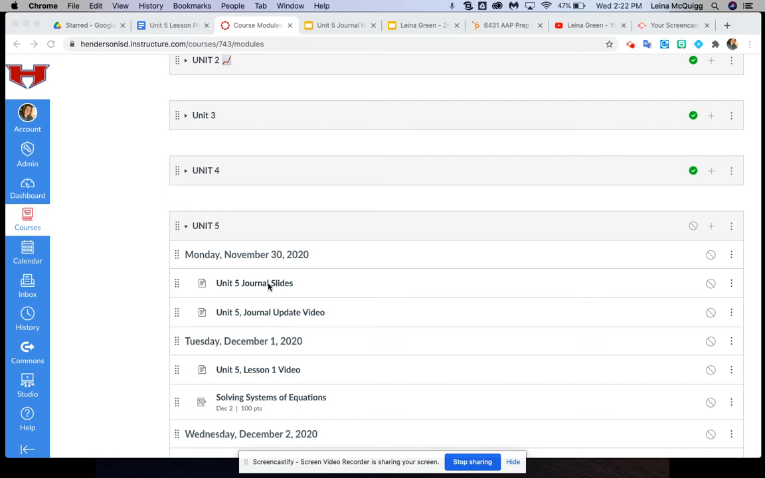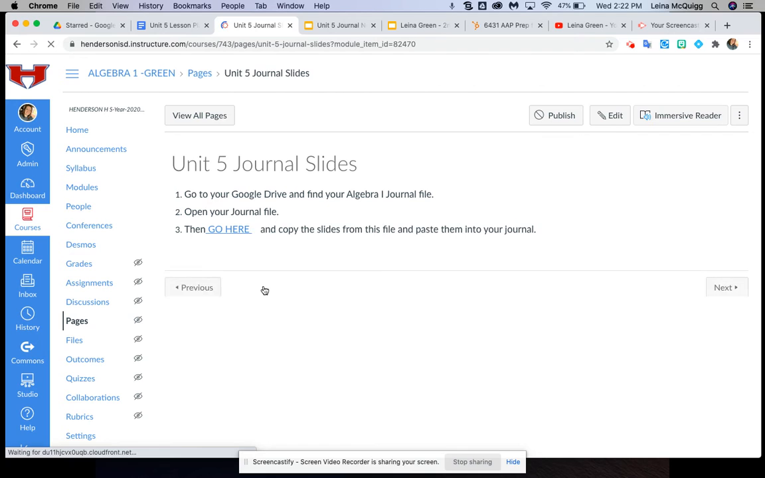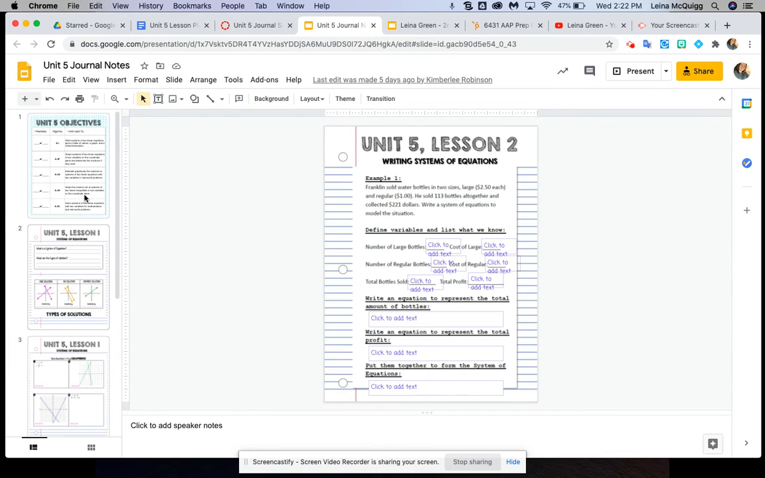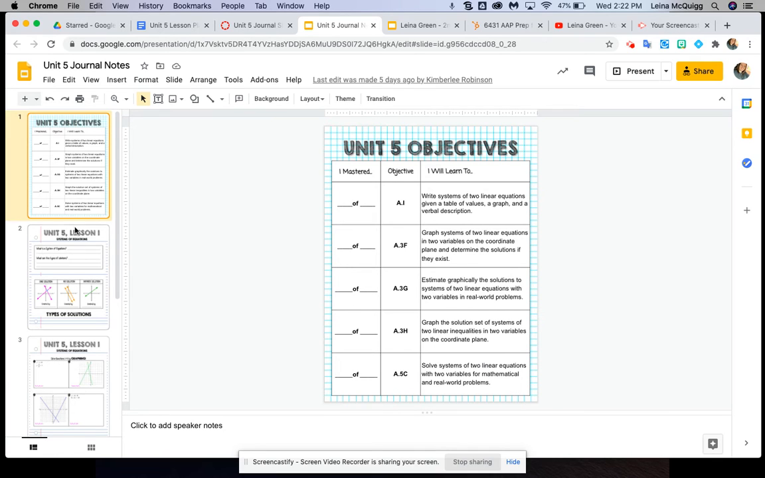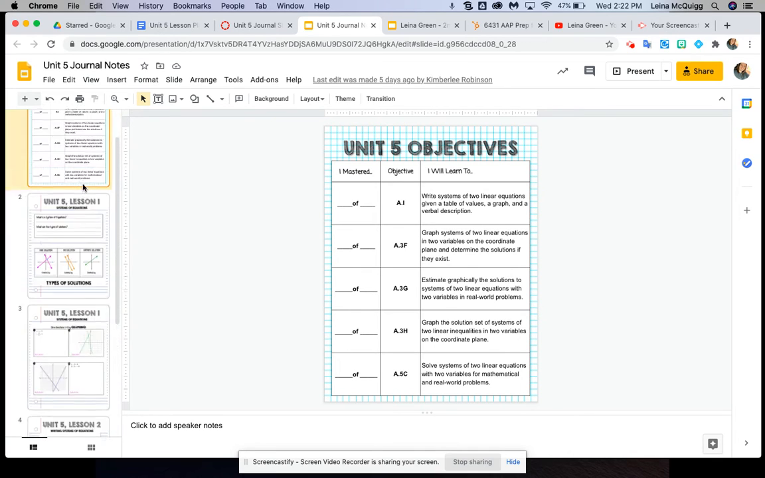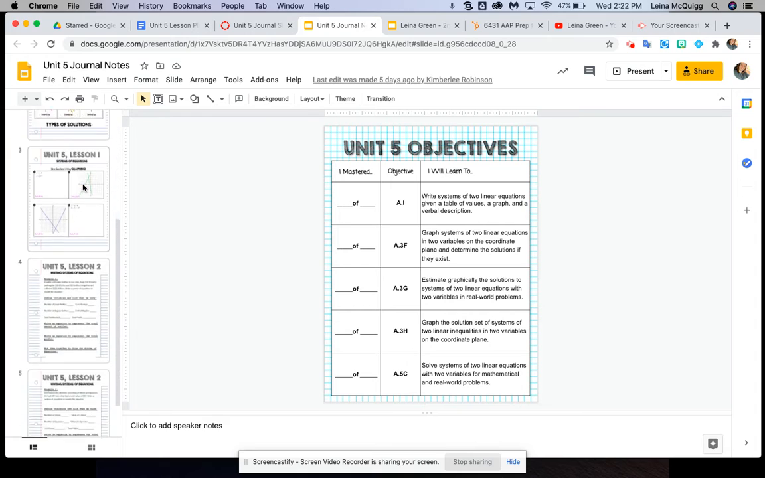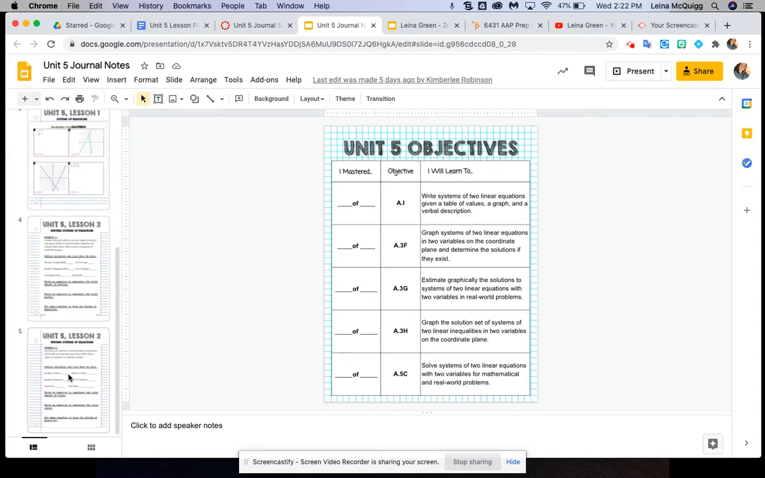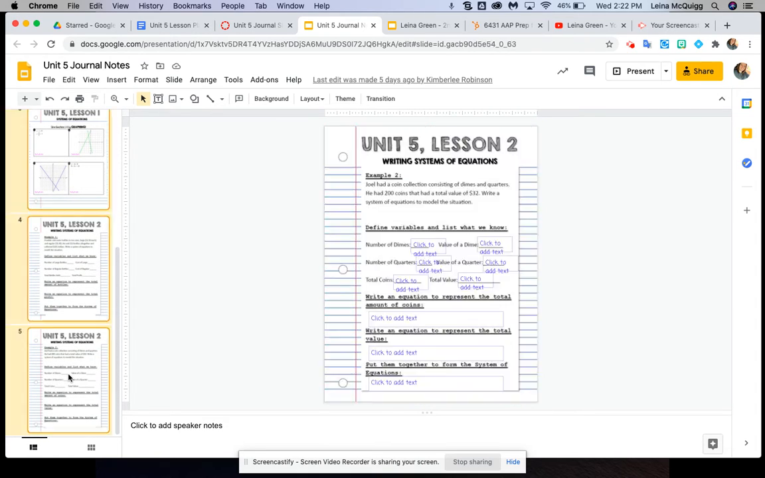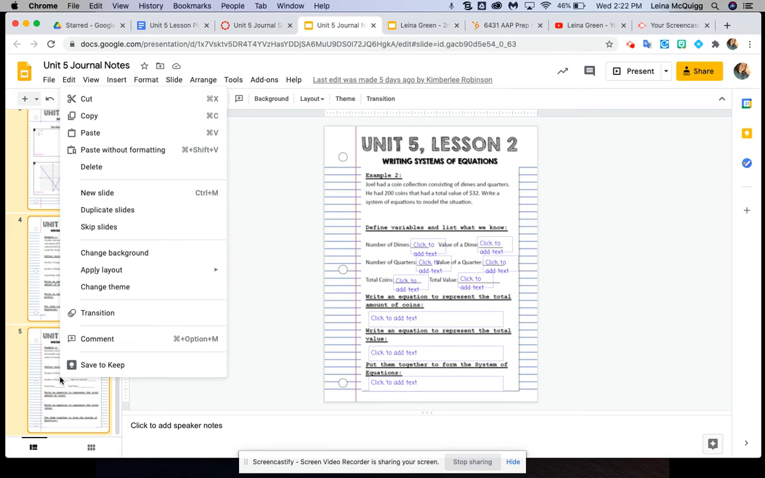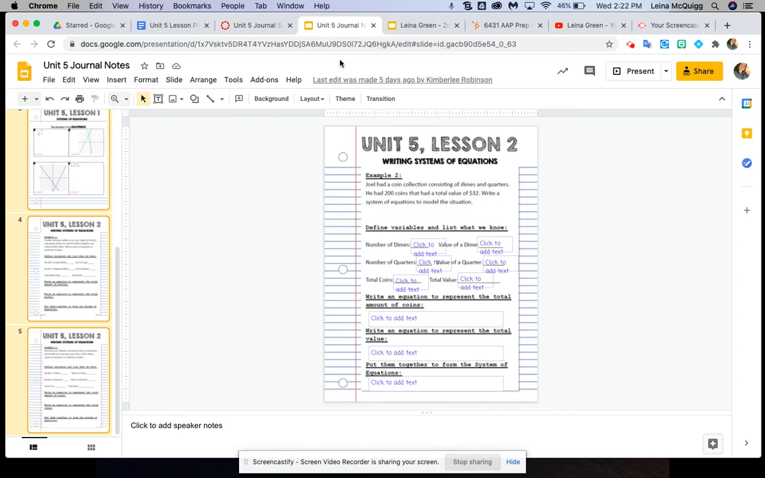All right, so go ahead, open up your journal slides. So click Unit 5 Journal Slides. Click Go here, and it will open up our journal, the Unit 5 slides. Click on the first slide and then scroll down. Just click with your mouse pad one time, then let go of everything and scroll down and hold down the shift button and click slide 5 at the same time. It will highlight. You see how all my slides are highlighted orange? Double click with 2 fingers on your mouse pad and click copy.